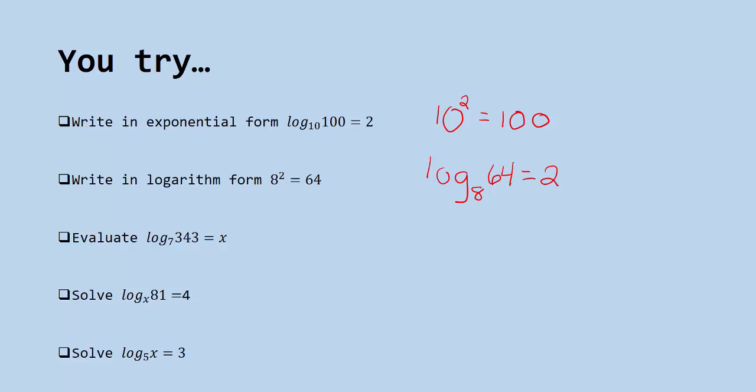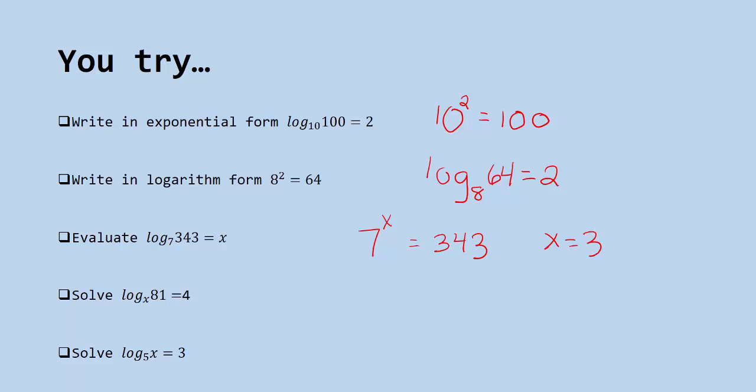Now let's take the next one. Evaluate log base 7 of 343 equals x. So if I convert this, I have 7 to the x power is equal to 343. So in this case, our x value is going to be 3.